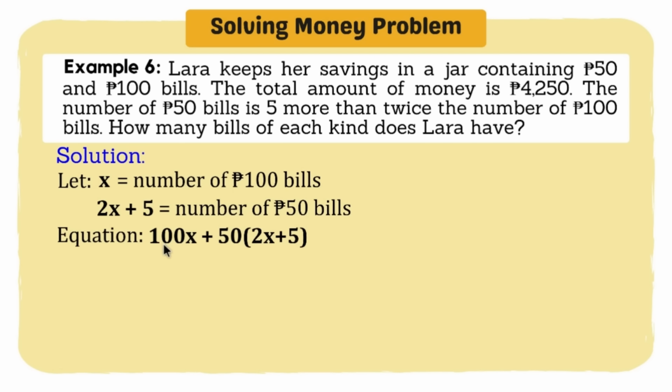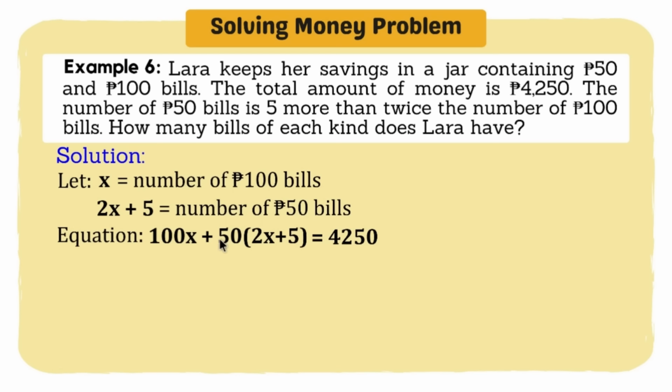100 times the number of 100 peso bills is 100x. Okay? And then yung 50 peso bill is 2x plus 5. Okay, itong dalawang ito po yung numbers of bills. Ito po yung 100 peso bill. Ito po 50 peso bill. Imumultiply natin sa number nila. Kaya ganito po yung ating equation. It is now equal to 4,250.